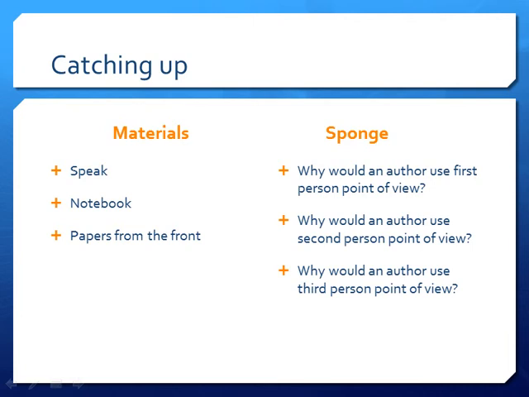Jamisha, third person. Hold on. Jamisha, in third person, we get to see the thoughts and actions of everybody and all characters. Why would an author want to do that, you think? Can I repeat it? Yeah. Third person is when we get to see the thoughts and actions of all characters. Jamisha, why would an author want us to be able to see all that?